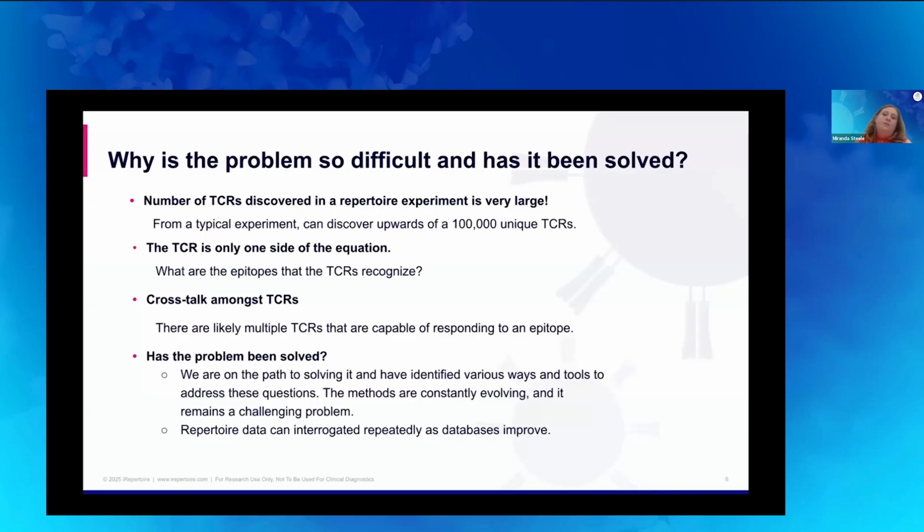So why has this problem been so difficult, and has it actually been solved? The number of T cells that are discovered in a given repertoire experiment is very, very large. You can get a list of upwards of 100,000 unique clonotypes. The problem is the TCR is only one side of the equation. How do you map each of those TCRs to the epitopes that they are recognizing is a very difficult problem in immunology. There are also other challenges. There's crosstalk among TCRs. There are likely multiple TCRs that are capable of responding to a given epitope, so you're trying to deconvolute that information. And has this problem been solved?